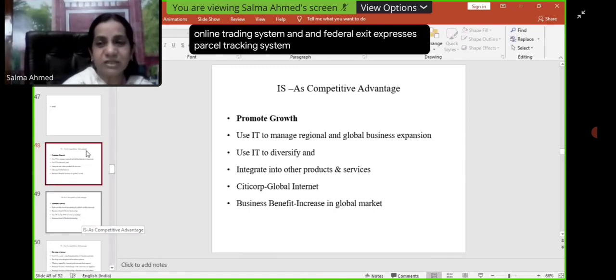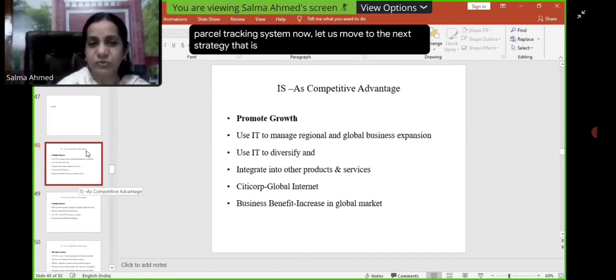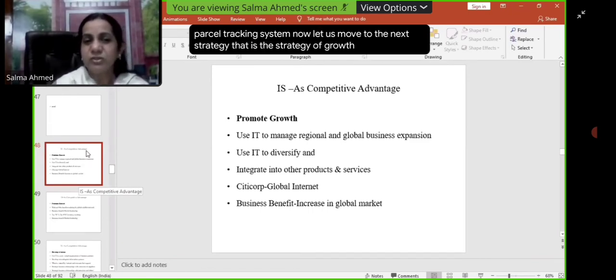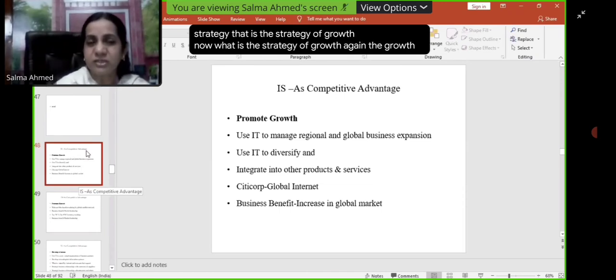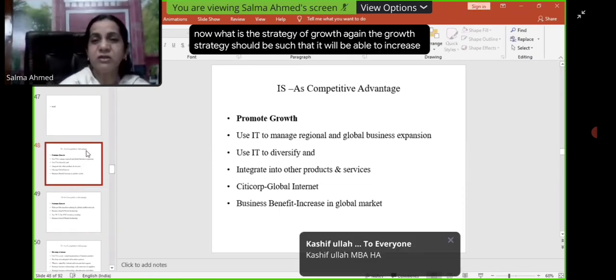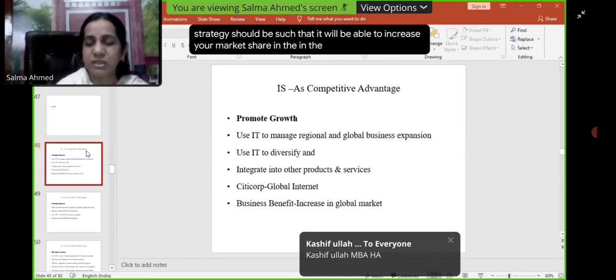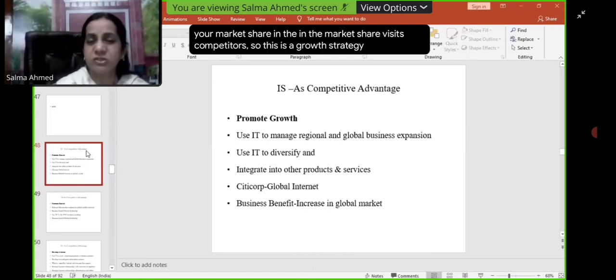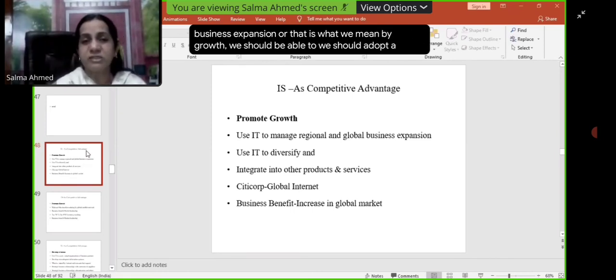Now let us move to the next strategy, that is the strategy of growth. Now, what is the strategy of growth? Again, the growth strategy should be such that it will be able to increase your market share vis-a-vis its competitors. So this is a growth strategy wherein we use information technology to manage the regional business expansion, or that is what we mean by growth. We should adopt a strategy using IT, which should be able to increase our market. It will be able to increase our business, which will be able to increase our market share.